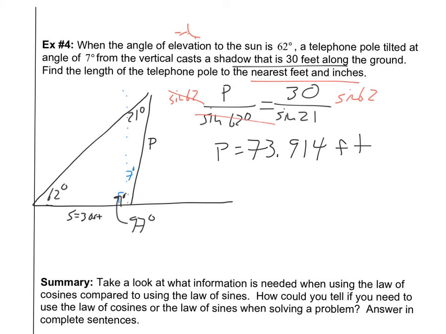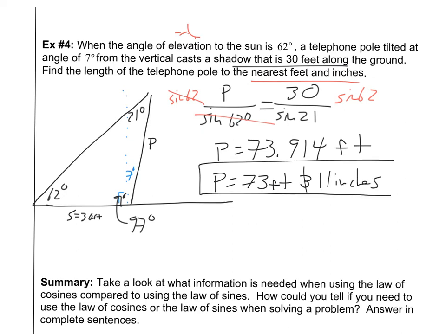So here's what we got to think about. This is 0.914 of a foot. So we need to multiply this by how many inches are in a foot to figure out how many inches we have. So we already know that we have 73 feet. And for inches, we're just going to do 0.914 times 12, which is 10.9. So I'm just going to say 11 inches. So 73 feet and 11 inches, almost 74 feet.